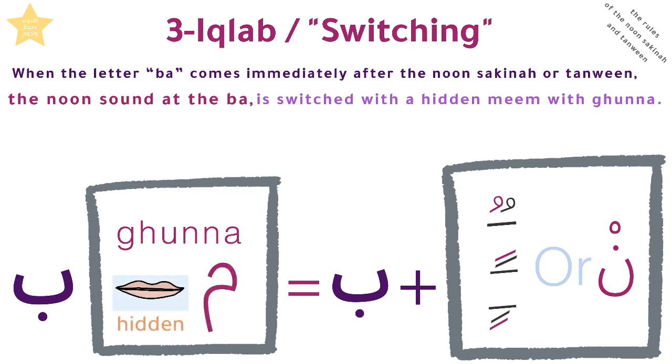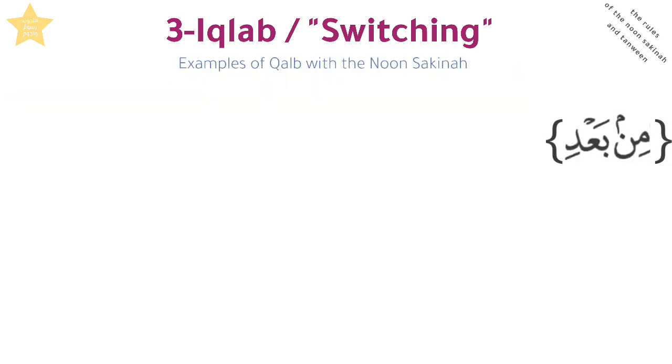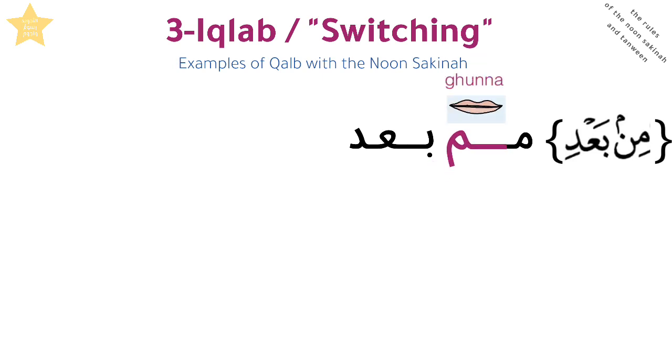An example of this is من بعد. Here we have a Noon Sakina followed by the letter Ba. We switch the Noon Sakina for a hidden Mim with Gunna. We hide the Mim, just like we learned in previous lessons about the rules of Mim. We don't separate our lips when pronouncing the Mim.